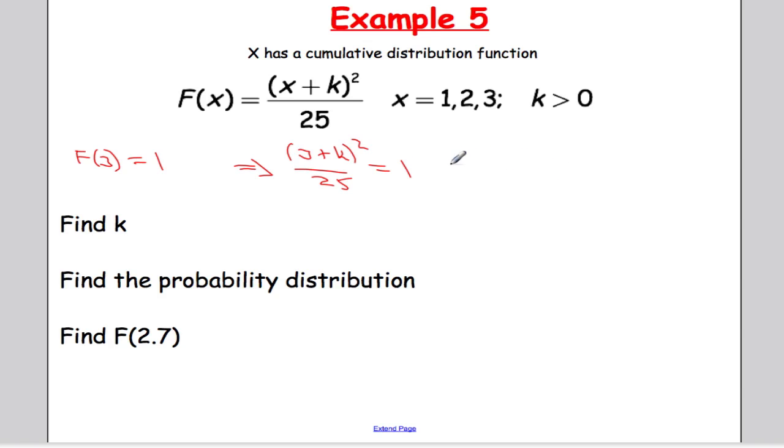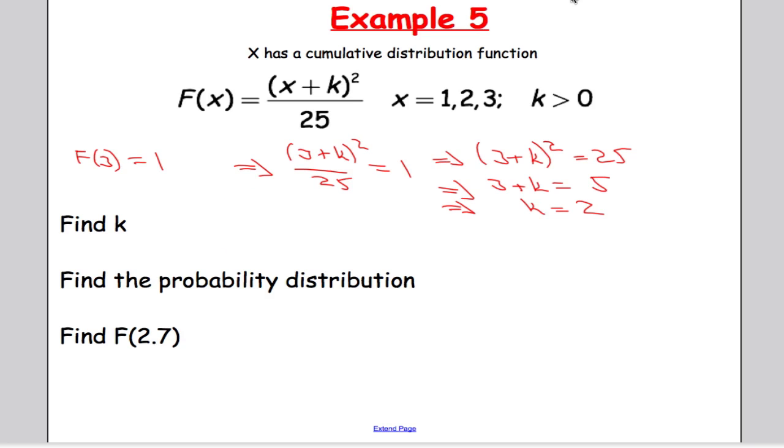So cross multiplying now, I'm going to multiply both sides by 25. So that means that 3 plus k squared equals 25. And now I'm going to take the square root of both sides. So 3 plus k equals 5. And then finally, taking 3 off both sides, k must equal 2. So I know that k equals 2.